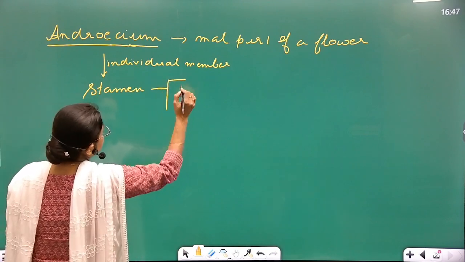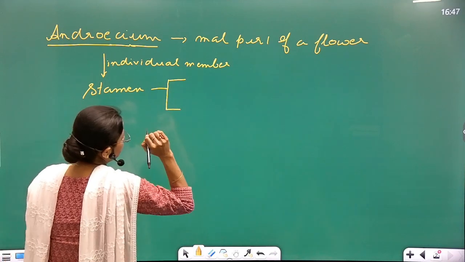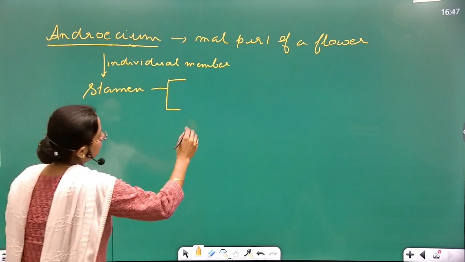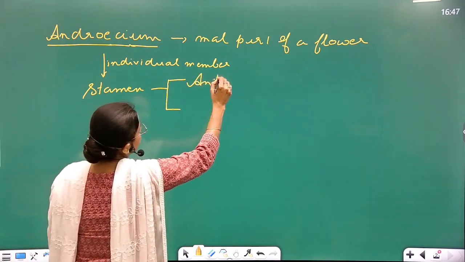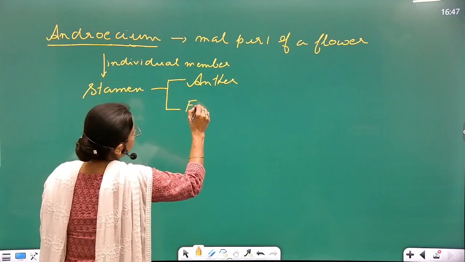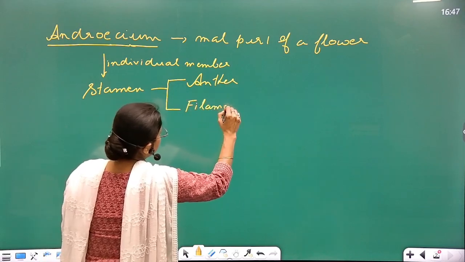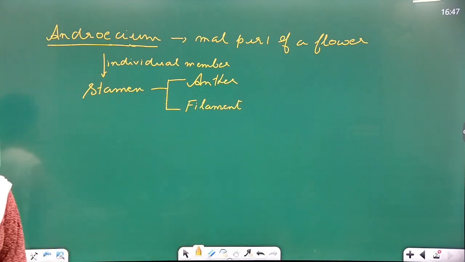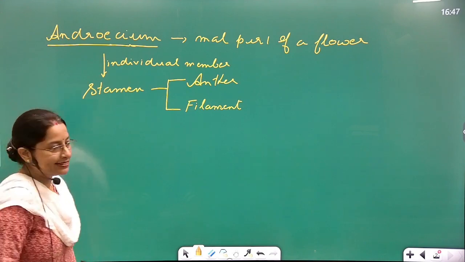A stamen is made up of how many parts? 2 parts. What are they? Anther, filament, right? Sometimes we might use another word that is called connective, right? Anther, filament, and connective. What is a connective? The tissue that connects the anther and filament. That group of tissues is called connective, right?